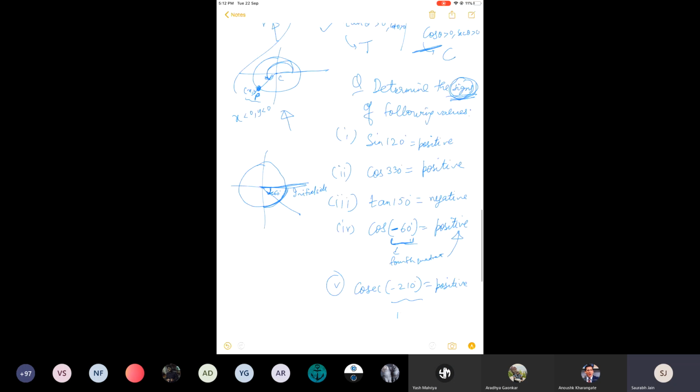That is correct. Now see, when positive angles are there, you are moving anti-clockwise, and when negative angles are there, you are moving clockwise. So minus 210 degrees. What will happen? See, this is the initial side, right?